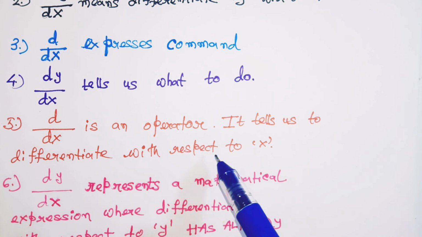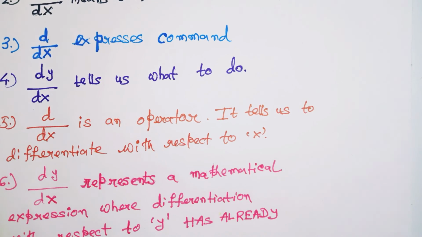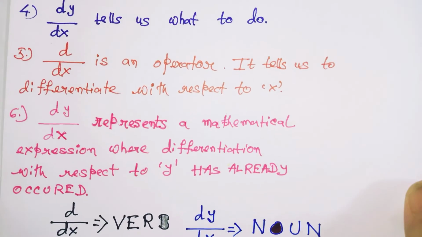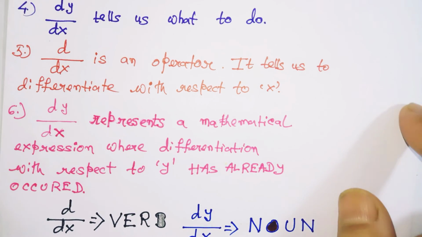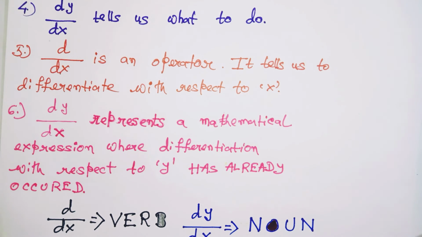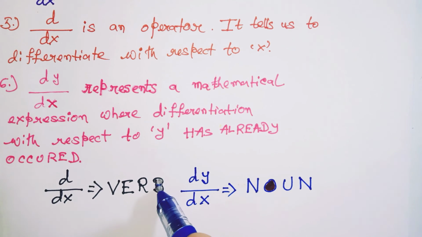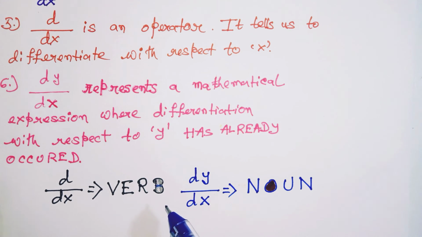It tells us to differentiate with respect to x, whereas dy by dx represents a mathematical expression where differentiation with respect to y has already occurred. That means this is just a kind of statement saying that this has already happened, and d by dx is basically an operator. Also note that d by dx is a verb. Let me put this line so that you understand. So this is a kind of verb, that means it is an action which needs to be done, right? Whereas dy by dx is actually a noun, that means it is in respect to what has actually happened.